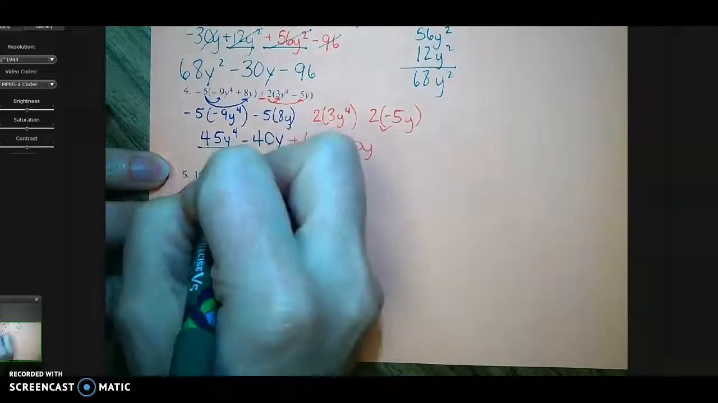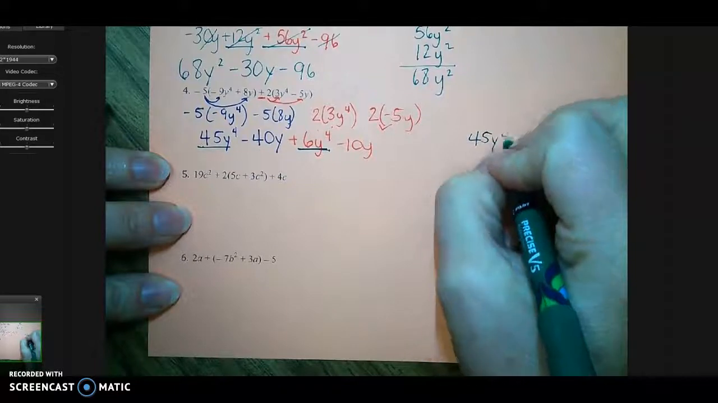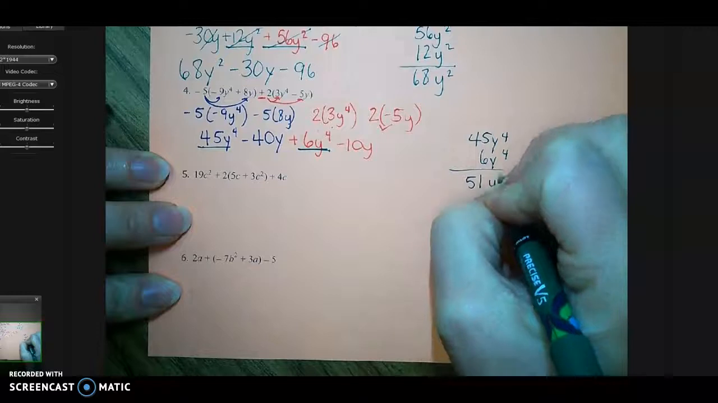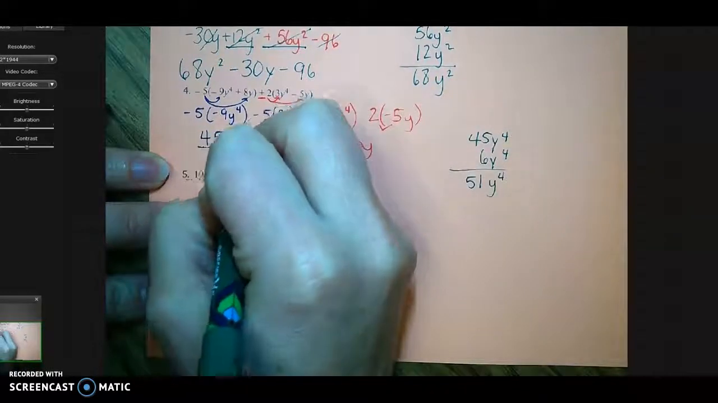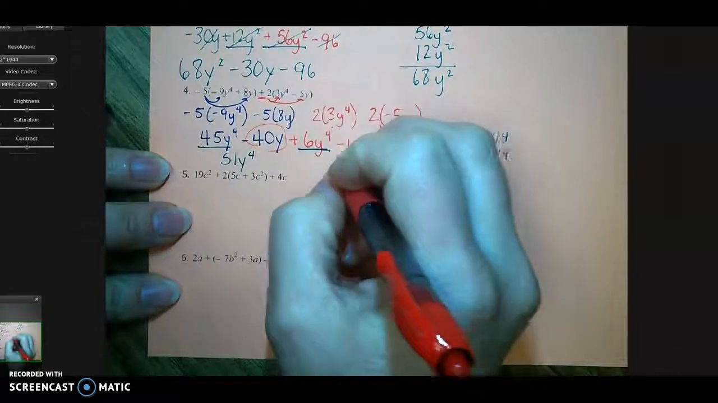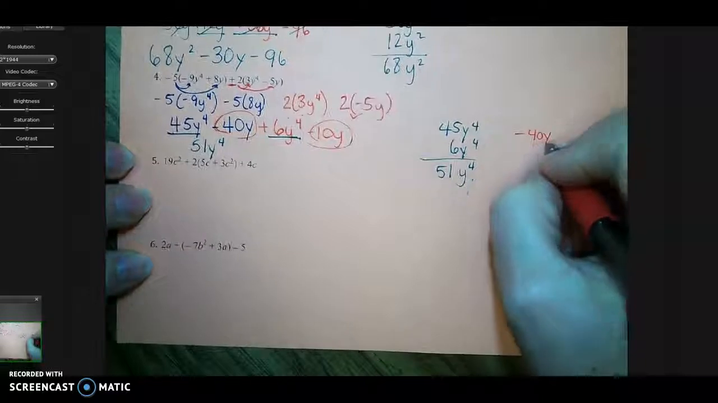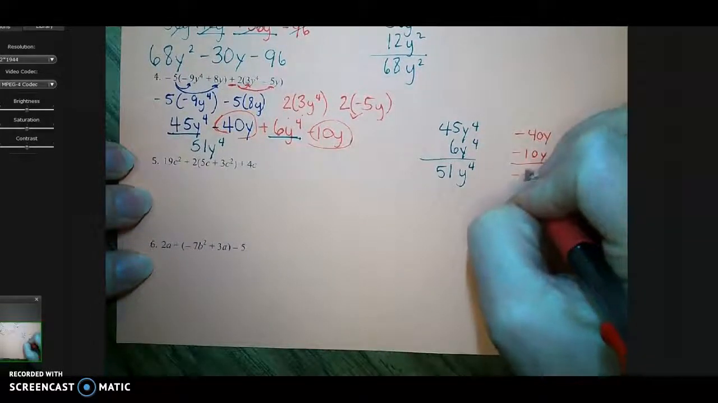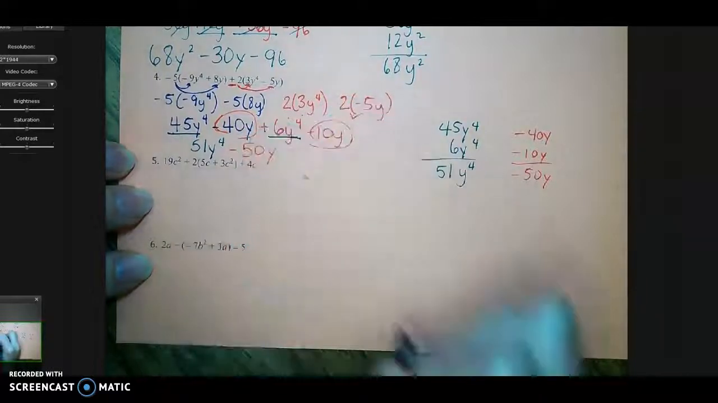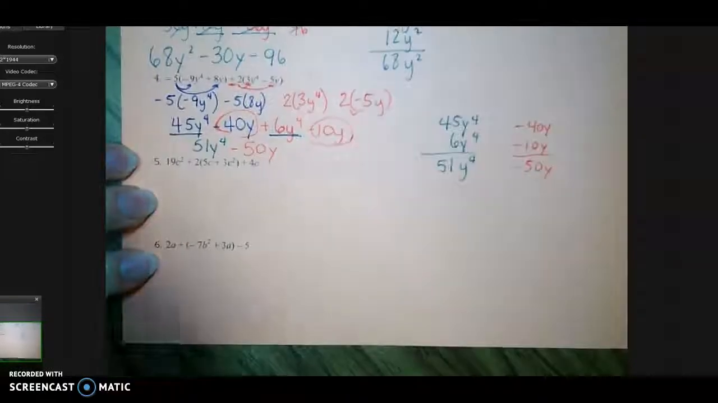And I combine like terms here. 45y to the 4th and 6y to the 4th gives me 51y to the 4th. And then I've got a negative 40y and a negative 10y, which gives me a negative 50y, so minus 50y. There's 2 more to go here.